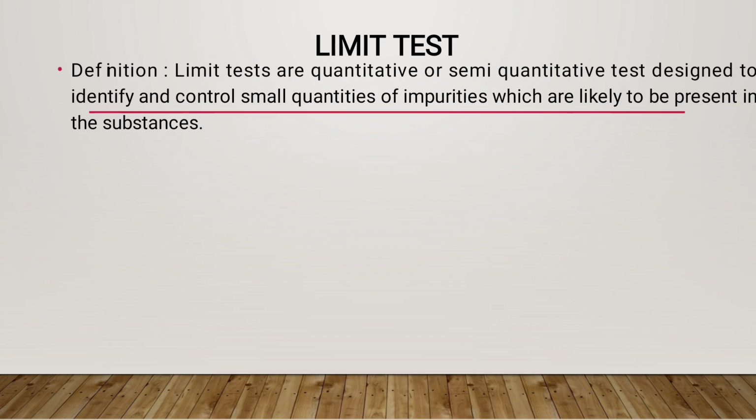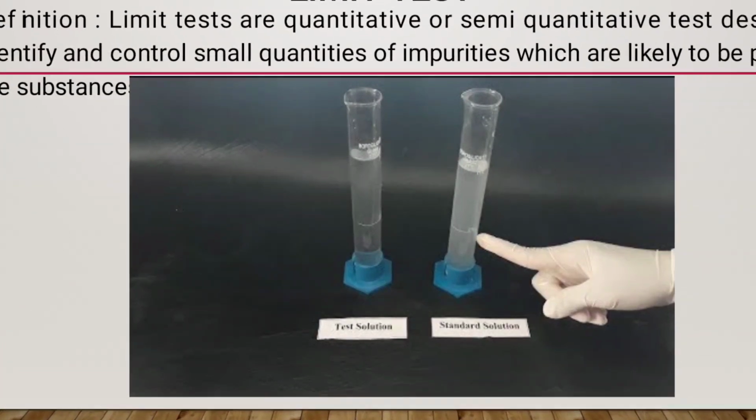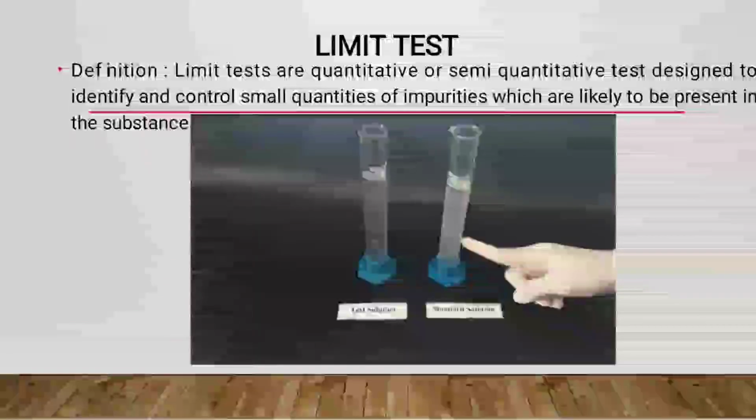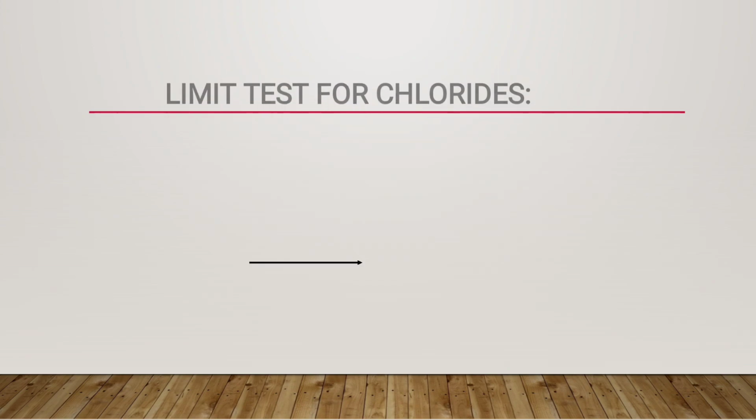The limit test mainly uses this apparatus. See the apparatus, it has two cylinders. These cylinders are called Nessler cylinders, in which one is used for the test solution and another is used for the standard solution. In one Nessler cylinder the test is carried out and in the other the standard solution is prepared. The standard solution and test solution are compared. These are the apparatus for the limit test.